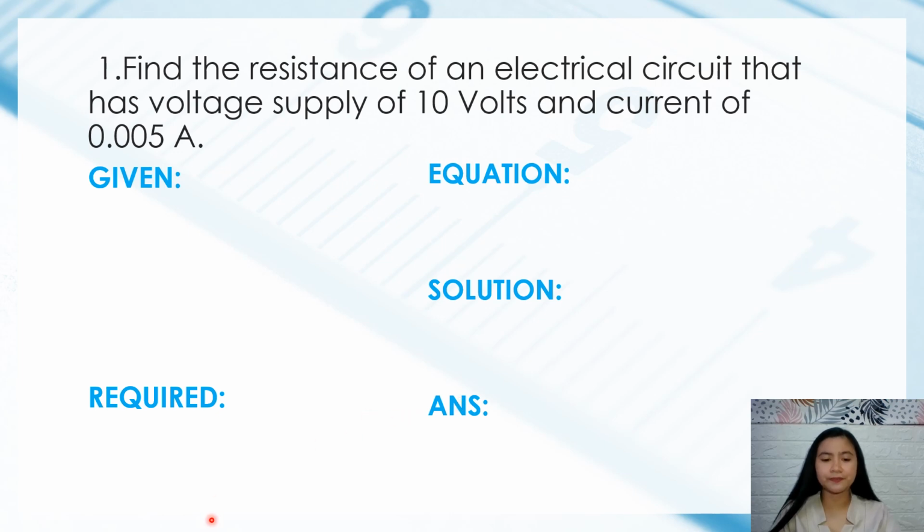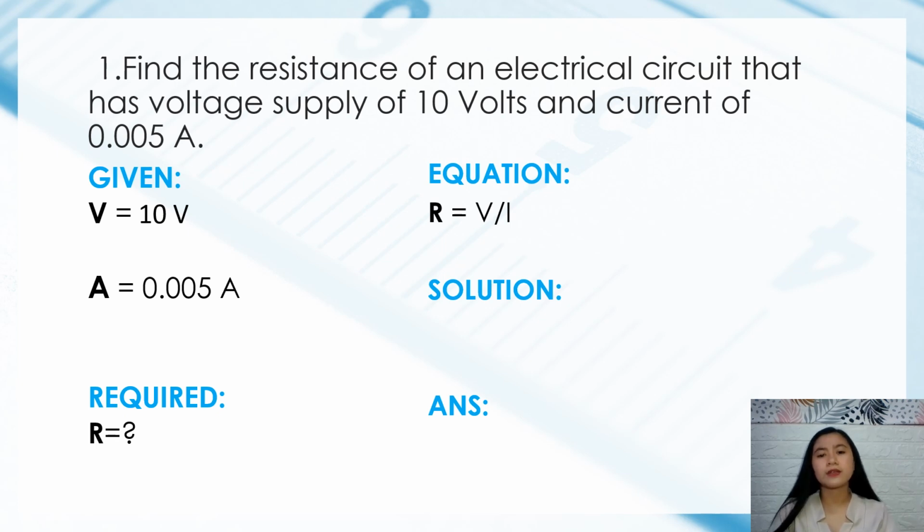Okay, let's start. For this problem, we have the given V, which is 10 volts, and the given A, or ampere. The value for current is 0.005 ampere, and the required is the resistance. As you can see in the problem, it says that we need to find the resistance of an electrical circuit. For this problem, we will use the equation R is equal to V over I, since we need to find the value of the resistance.